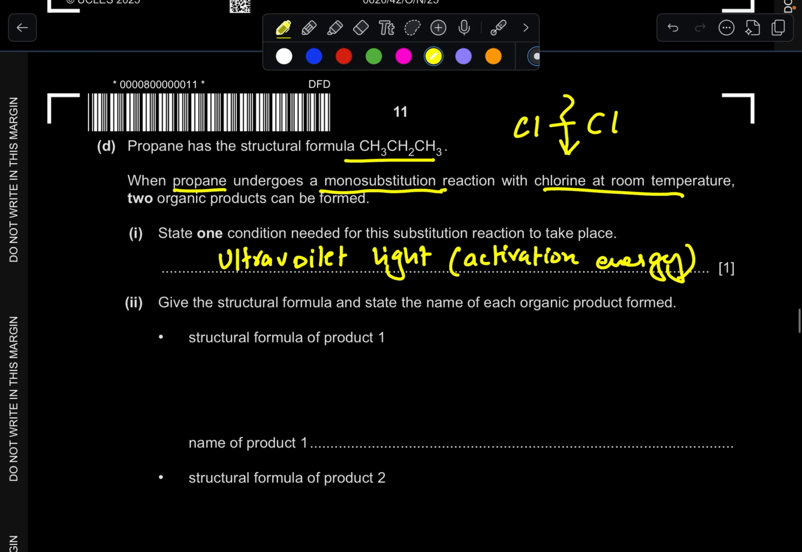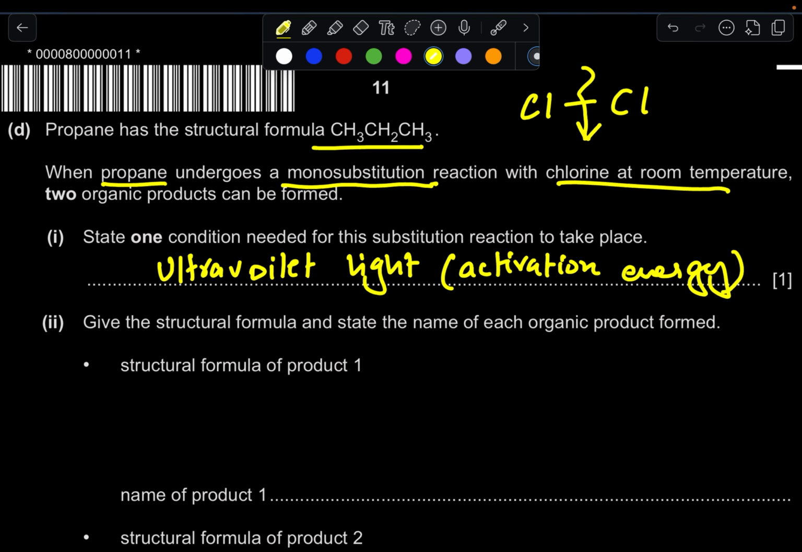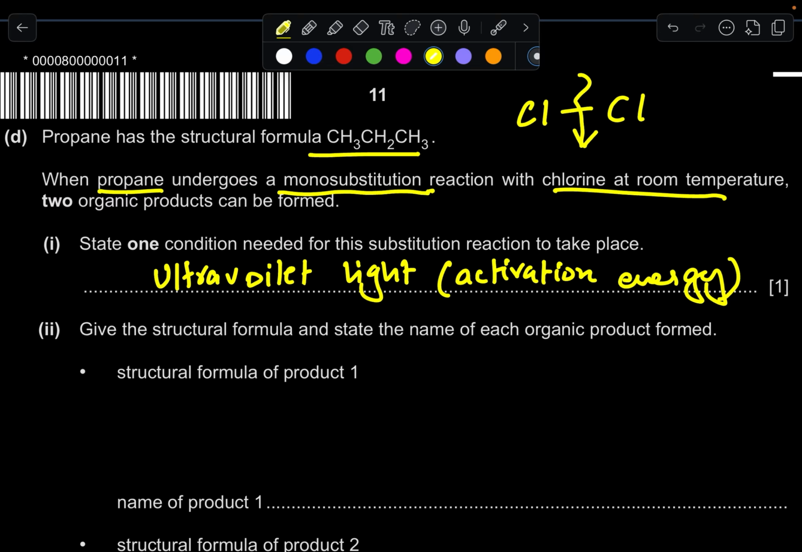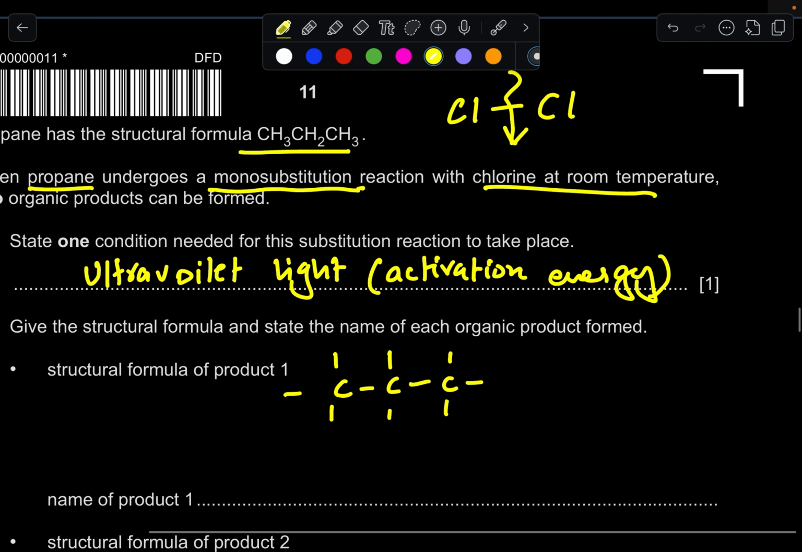Give the structural formula and state the name of the organic product formed. Structural formula of product 1. Okay, so when propane undergoes monosubstitution reaction, two organic products are formed. So we have propane, which is this, right? I'm just drawing right now, I'm not drawing the answer. And you make it react with chlorine, right?